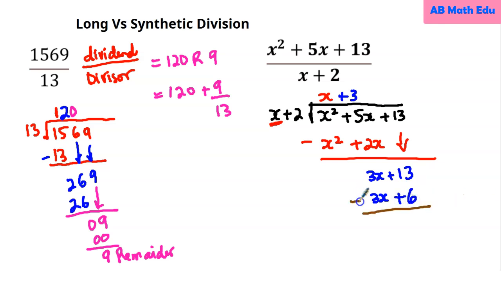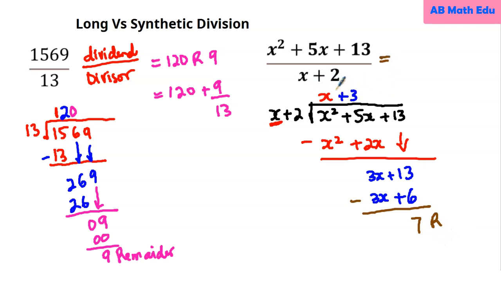Right? Now you're going to subtract again. So you subtract 6 from 13, and that will give you 7. And here will be that. You can eliminate the x, and the 7 doesn't have any common factor, so that means this is a remainder. Let me use R for remainder. So we have been able to divide it.